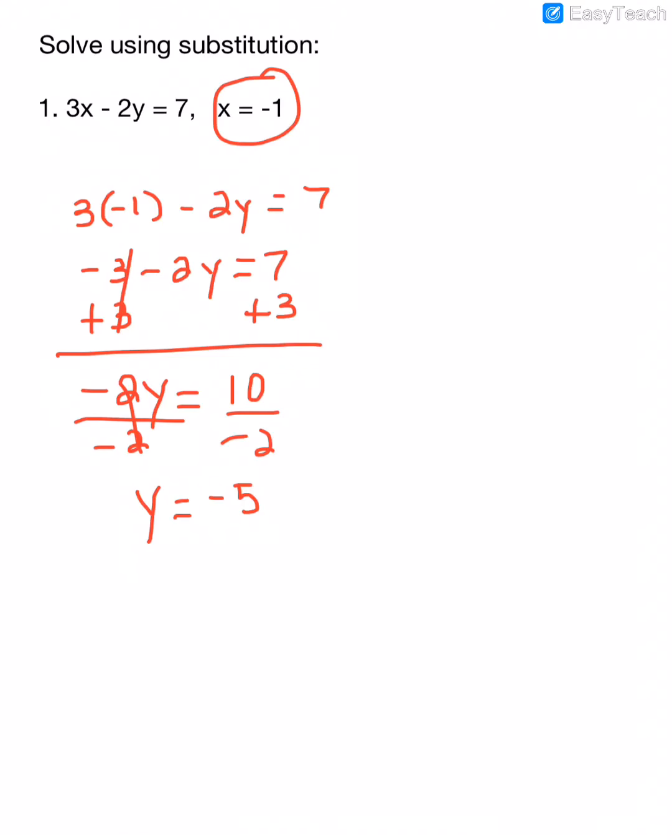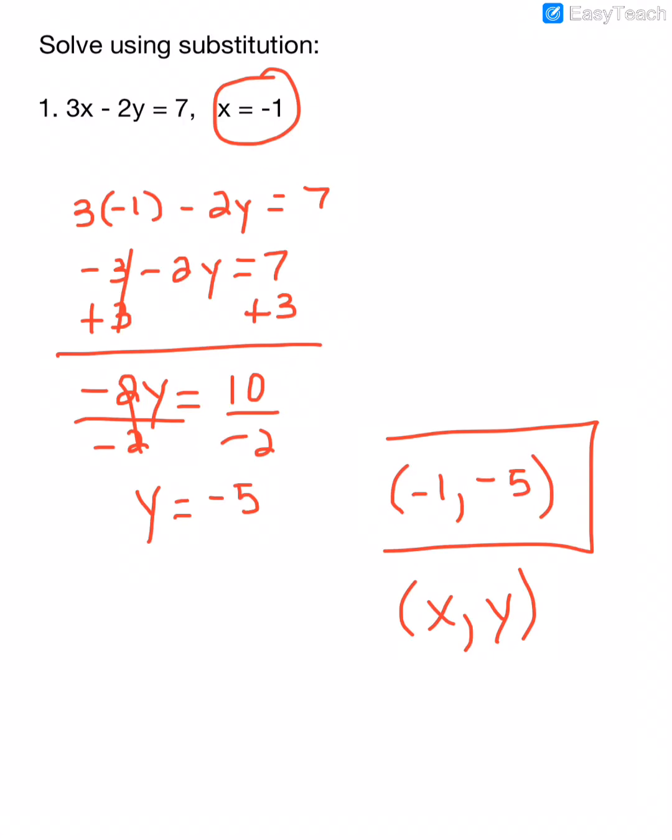Our solution should always be an ordered pair, because remember, a solution to a system, if we think about it graphically, is where the two lines are crossing each other. So we need a point. We need to know the point where the two lines cross, and that would be -1, -5. We always write our solution as an ordered pair, x and then y, like that. So in this case, it's -1, -5, and that's the solution to this system.